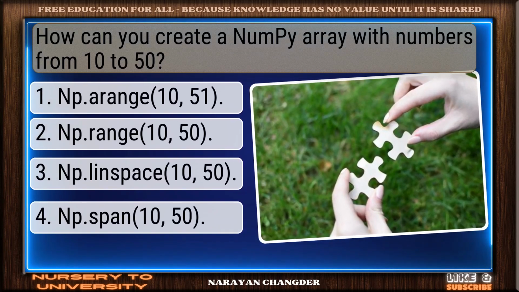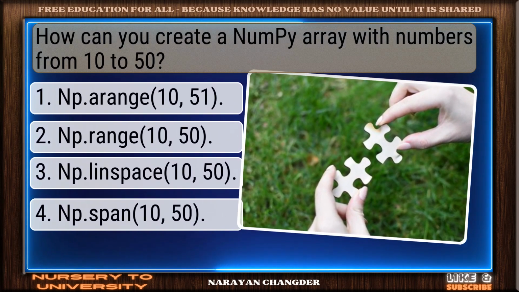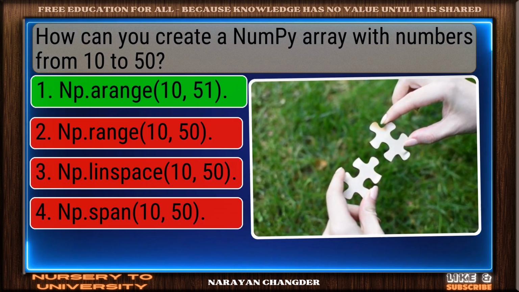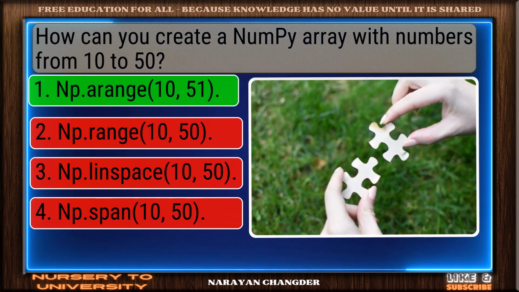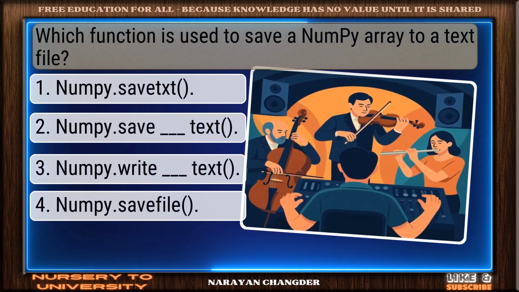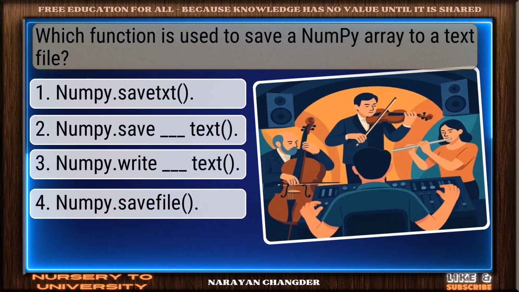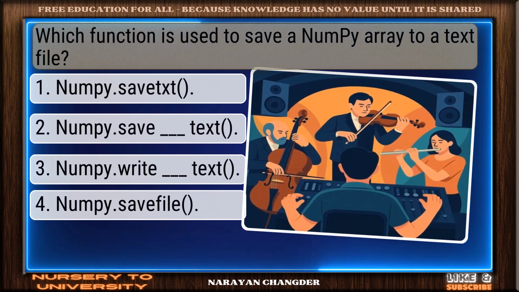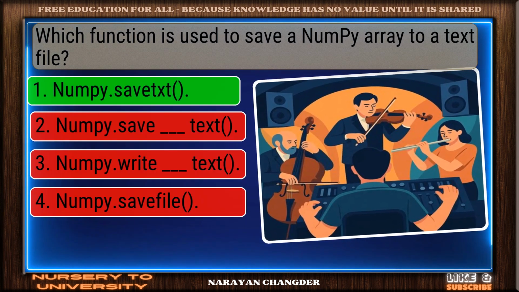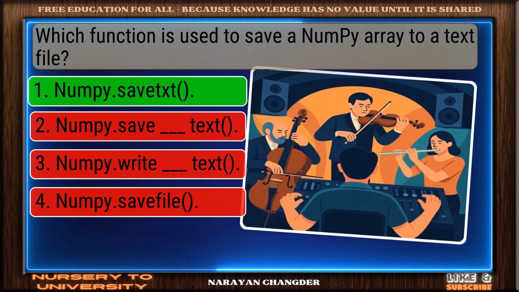Question number 1. How can you create a Numpy array with numbers from 10 to 50? Valid point. np.arange is true. Question number 2. Which function is used to save a Numpy array to a text file? Nice work. You chose numpy.savetxt, and it is correct.